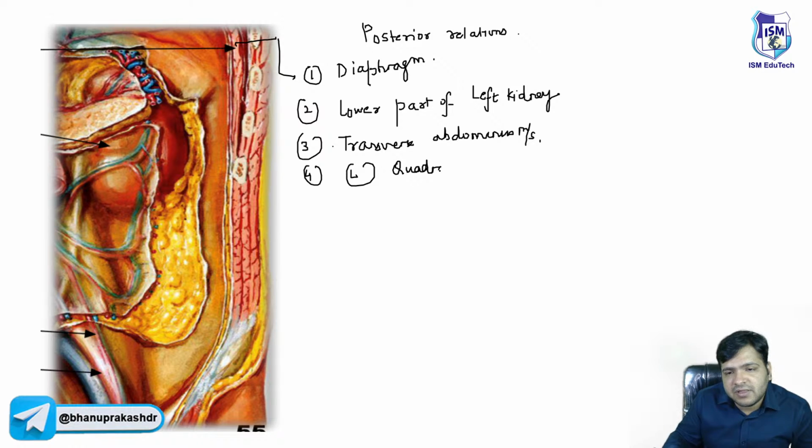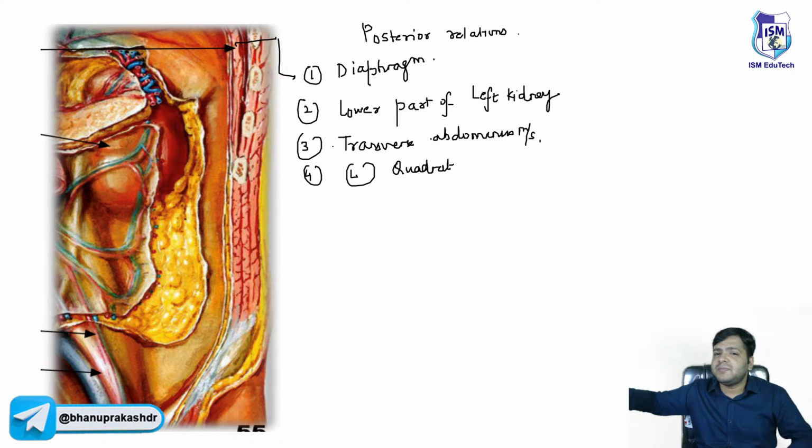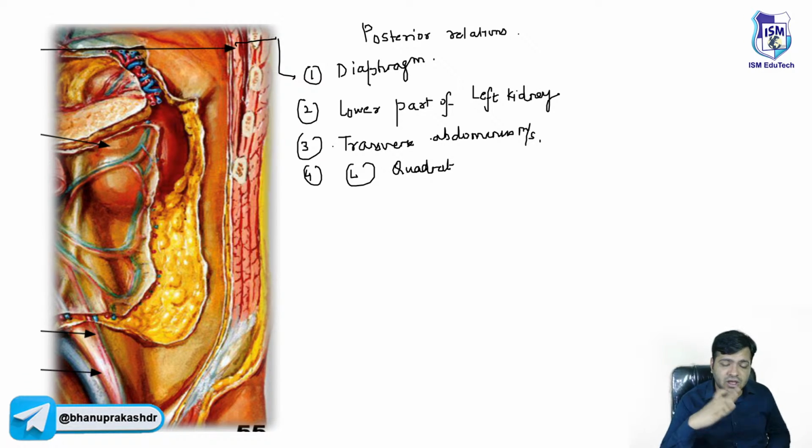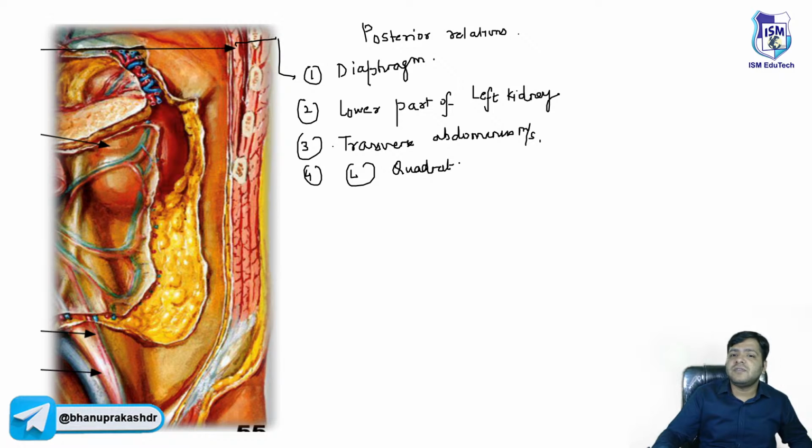quadratus lumborum muscle. Transverse abdominis is transversely present everywhere, so there cannot be right and left in it, but quadratus lumborum will be right and left. So over here we will have the left quadratus lumborum muscle. Okay, left quadratus lumborum muscle. Okay, so again this muscle will contain which two nerves?